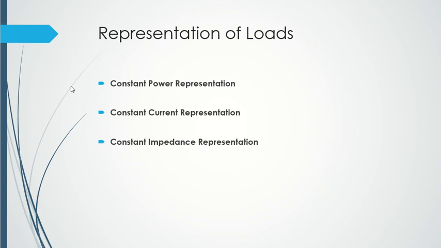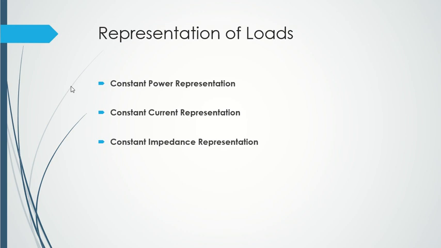Here we can distinguish the constant power representation. Another one is constant current, and the third one is constant impedance. So what do we do in constant power loads? We keep the active power and reactive power specified, and we consider the active and reactive power constant. When you keep them constant, you can use it in your load flow calculations. So when we want to do a load flow calculation, we keep the active and reactive power constant.